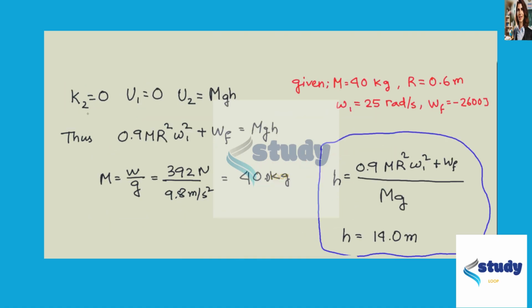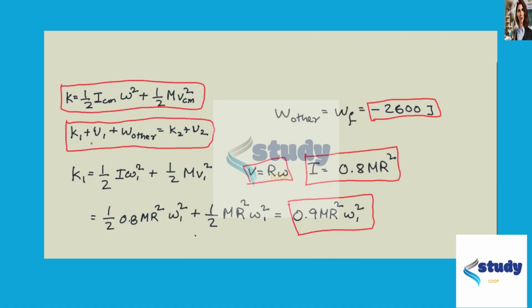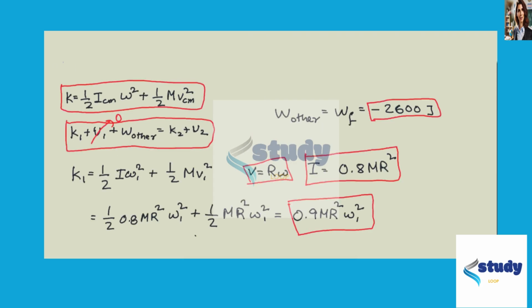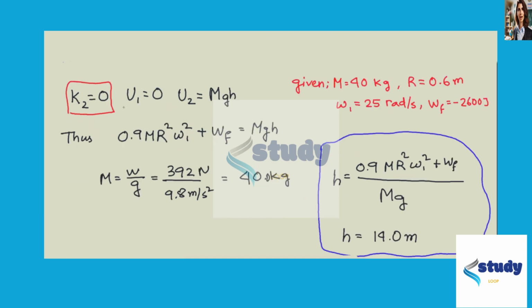Now, at point 2, since the wheel stops, there is no kinetic energy there. And also there's no potential energy at point 1 because we're considering y equals 0 here. So the potential part goes away at point 1, and the kinetic part goes away at point 2. All we have at point 2 is the potential energy, which will be m times g times h, the gravitational potential energy. So we'll just equate these two parts: the kinetic part, the other form of energy, and then the potential part.